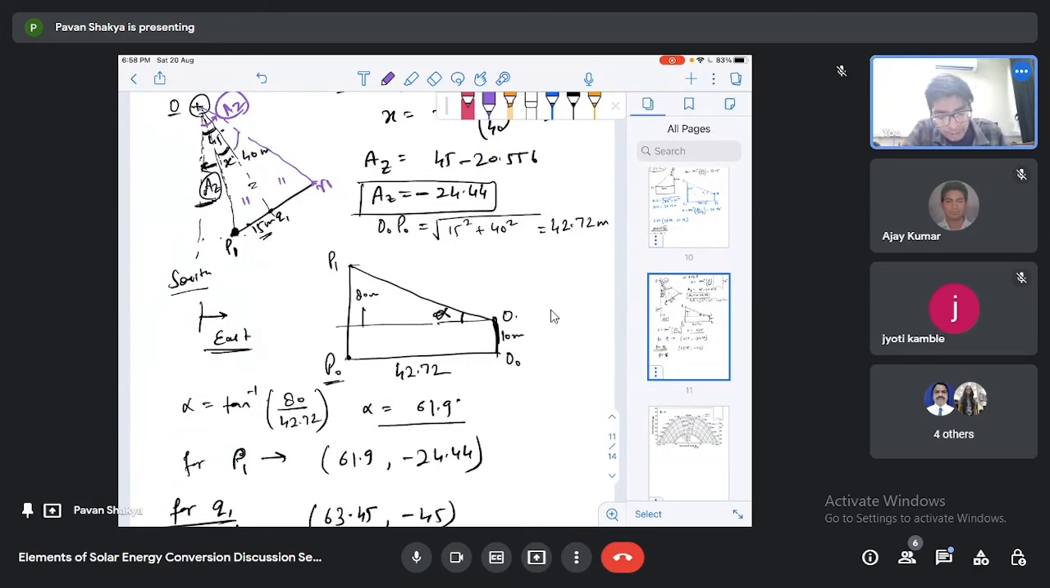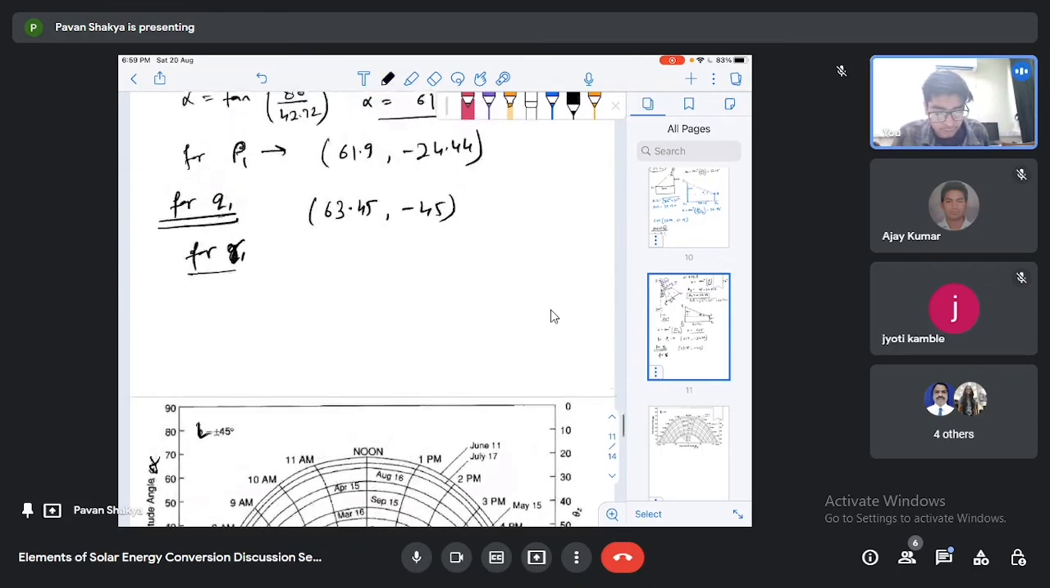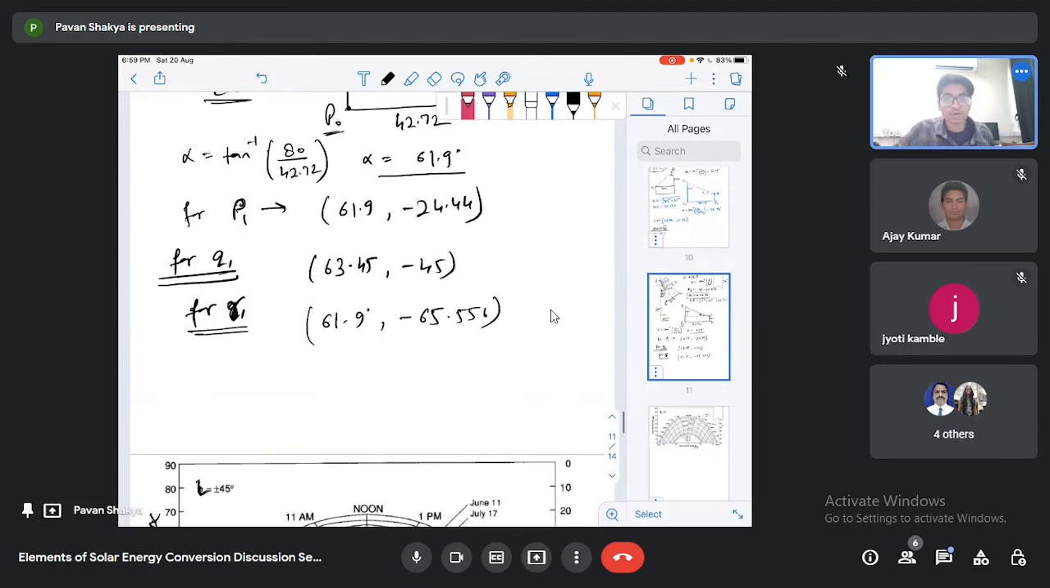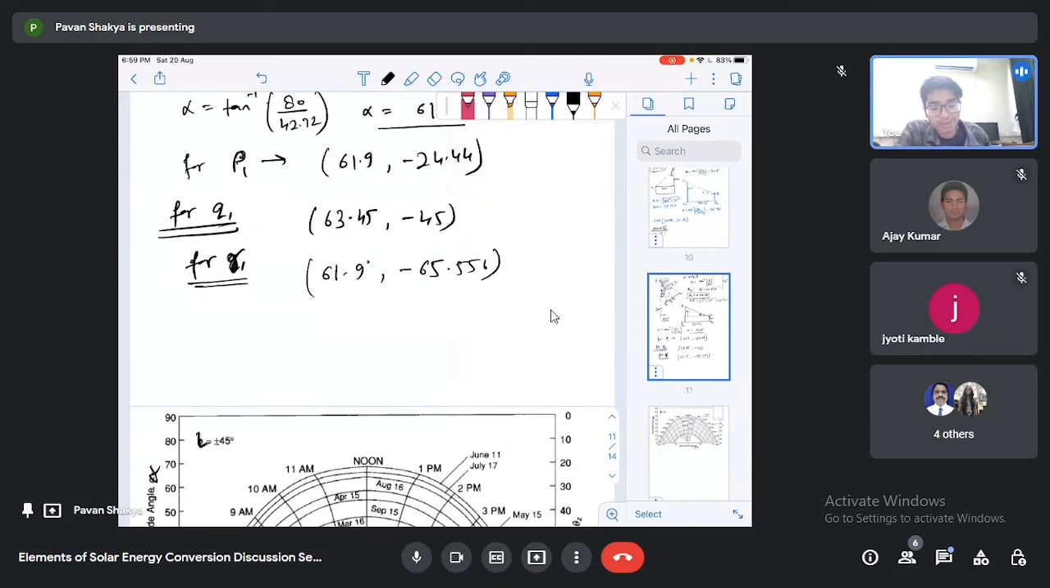So the angle, suppose if I am writing it as y, then this y will be equal to x. Then you have to just add 45 degree plus x. Okay, so I am directly writing the coordinates for the R1. That will be 61.9 degree, and this azimuth angle will be negative, that will be minus 65.556 degree.